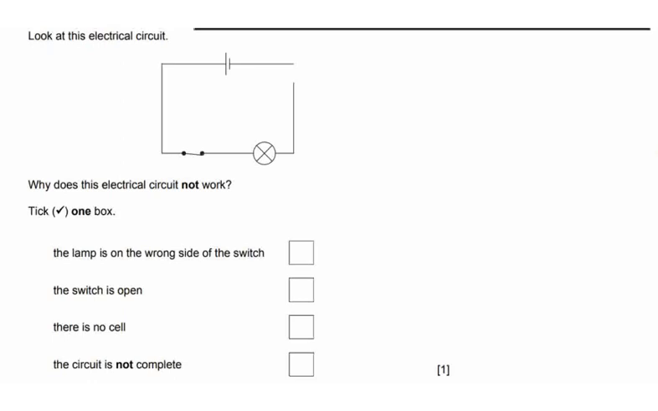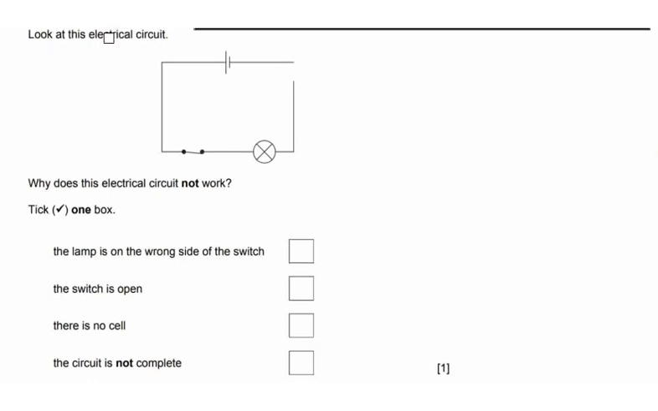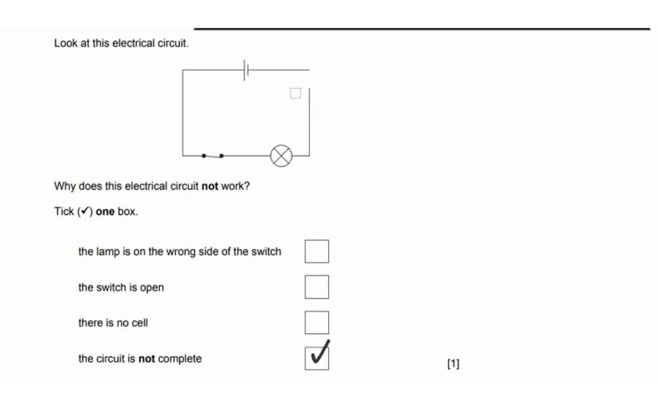Question number 2. Look at this electrical circuit. Why does the electrical circuit not work? Tick one box. The lamp is on the wrong side of the switch. The switch is open. There is no cell. The circuit is not complete. The answer is the circuit is not complete as there's a gap in here.